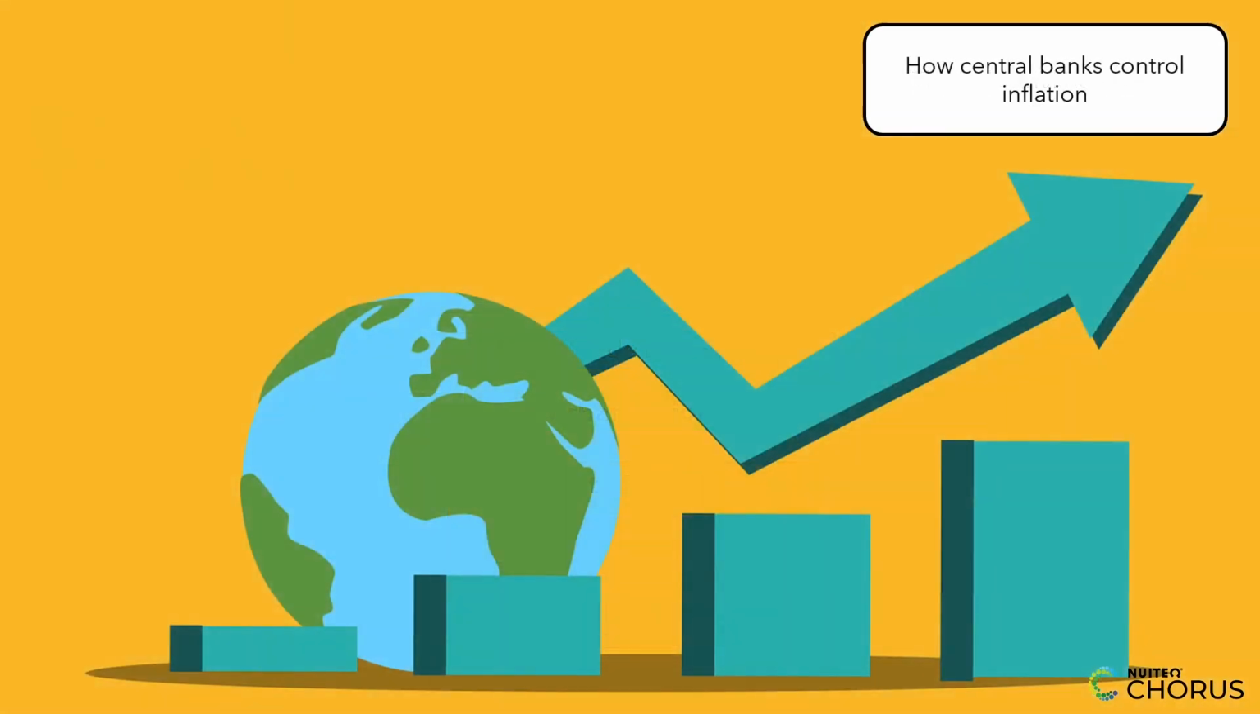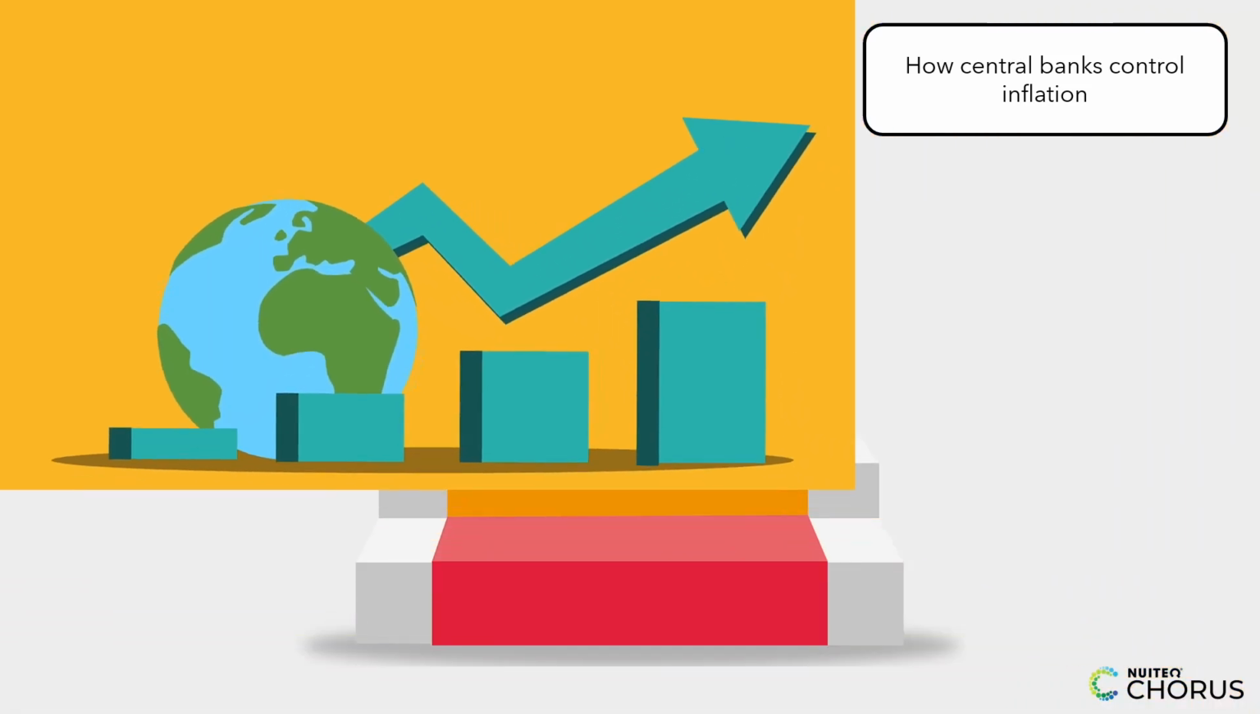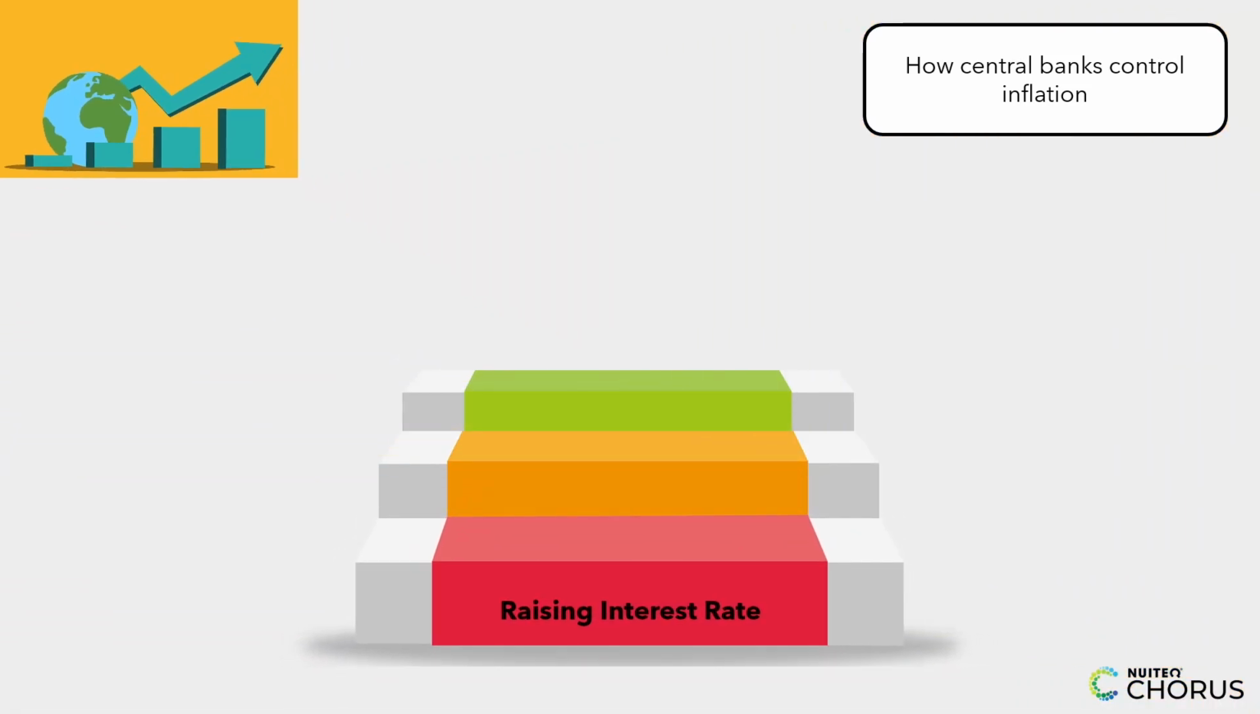For a more complex, real-world example, let's look at how central banks control inflation, a key economic process. Raising interest rates. Central banks increase interest rates to make borrowing more expensive. This reduces spending and slows down the economy. Decreasing money supply. Central banks can reduce the amount of money circulating in the economy by selling government bonds, which further reduces spending.